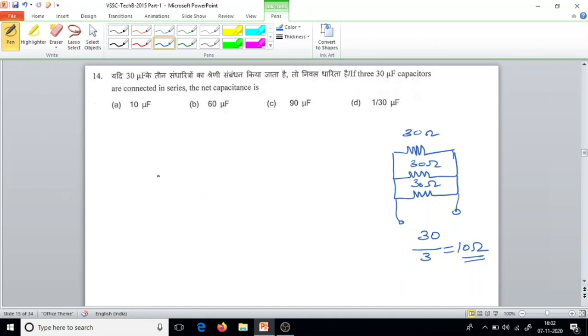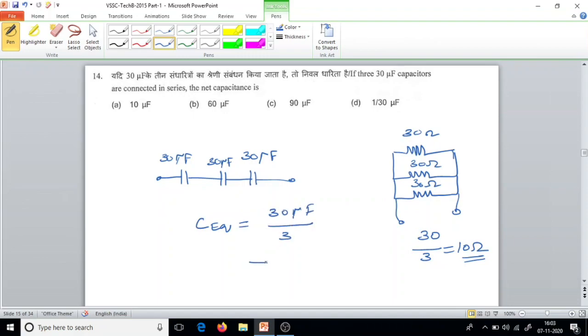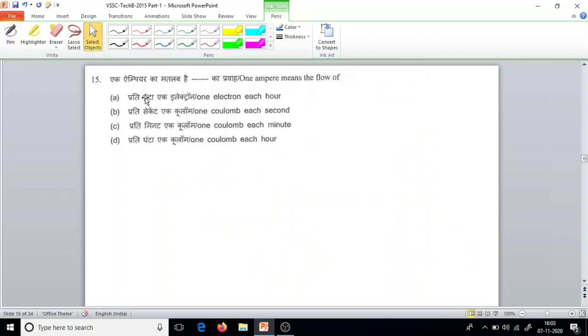In a similar way, if three capacitors are connected in series, these are each 30 microfarad. Then our C equivalent will be 30 microfarad divided by 3. So it will be 10 microfarad. So the answer is option A, 10 microfarad. Question number 15.